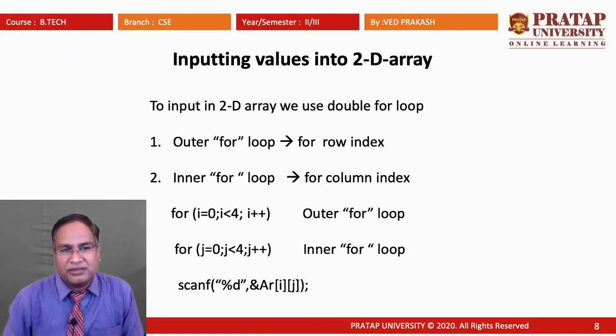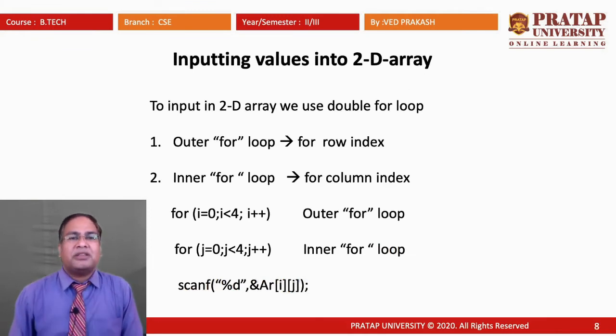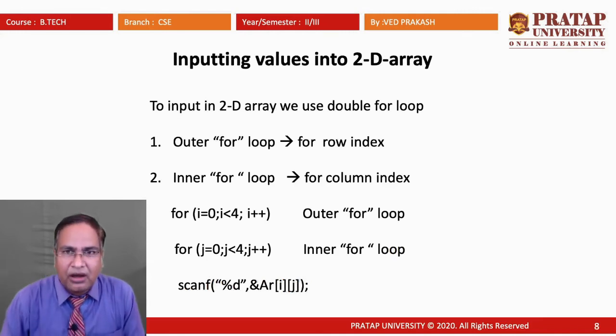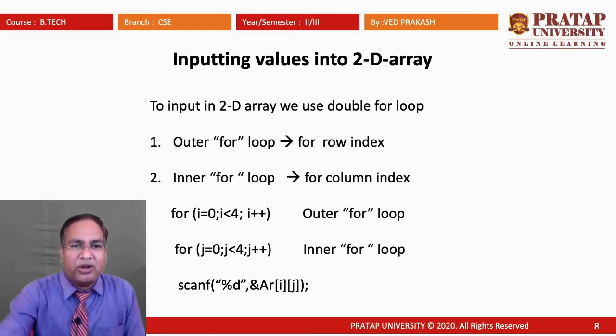So, using this method, we can access each element of a two-dimensional array. Now, the next topic is inputting values into the two-dimensional array. As we know, an array basically gets a continuous memory location. So, to give values to this continuous memory, we always need for loops.